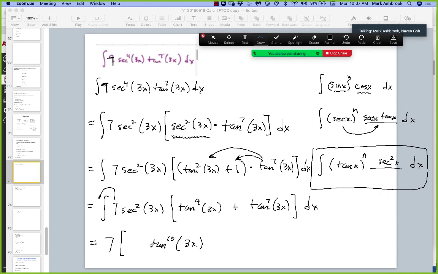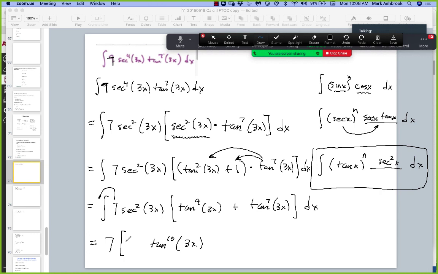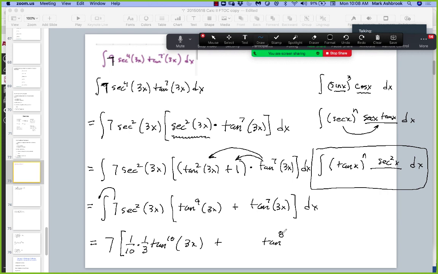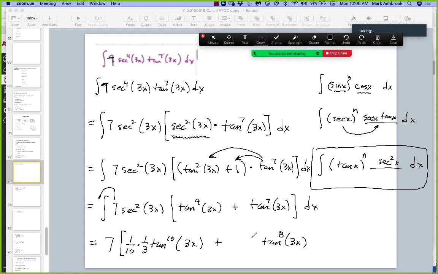Now I've got a little mess to clean up here. What do I need in front to take care of this? I need a 1/10 and also a 1/3: 1/10 for my power of 10, and a 1/3 for my factor of 3 that will be like the second layer of chain rule. And then similarly, we're going to have the same thing, and this will be tangent to the eighth. And I'll have a 1/8, and also the 1/3 again.